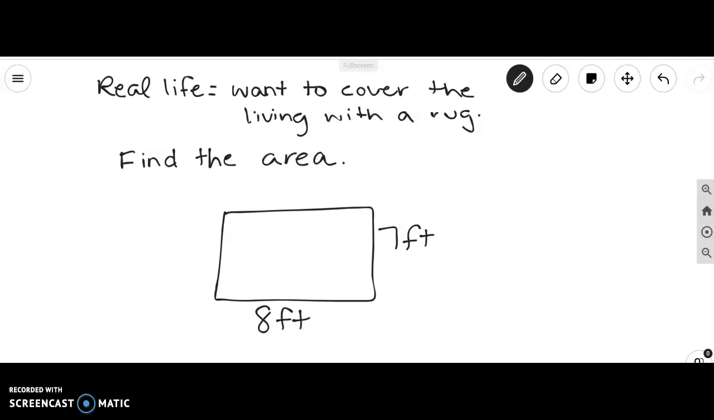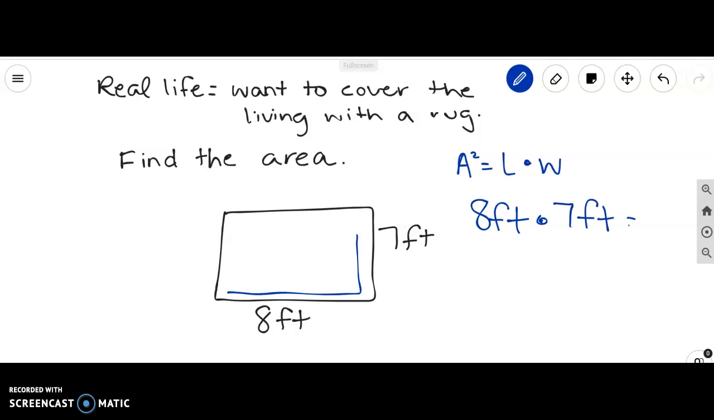Welcome back to the video. So I hope you've solved it and you've shown all of your work. So let's go ahead and begin working through it together. We know that area is going to be squared and it equals length times width. So we're going to do the long times the wide. So that would be 8 feet times 7 feet. And 8 times 7 is 56. Our unit is feet, and with area, it's always squared.